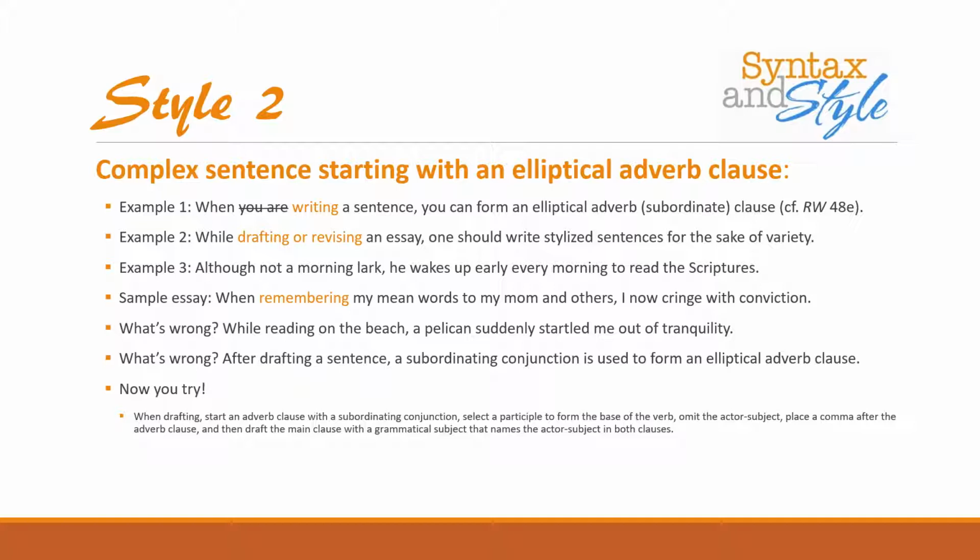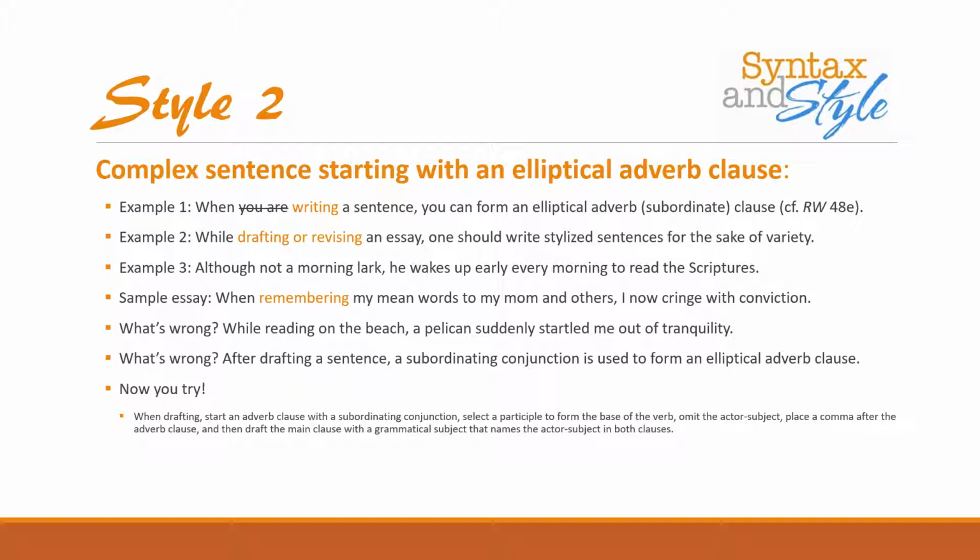Well, how about two bad examples? Let's take a look at these and try to determine what's wrong. While reading on a beach, a pelican suddenly startled me out of tranquility. And so what's the matter with this sentence? Well, in this first bad example, who exactly is reading on the beach? Well, the pelican is reading on the beach according to the grammar, and that poses a logical and narrative problem caused by the dangling participle.